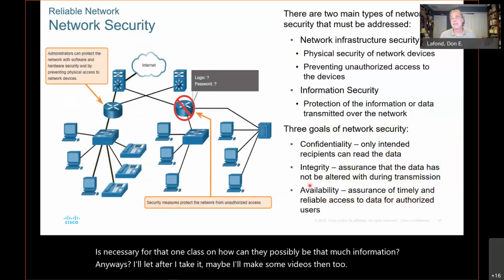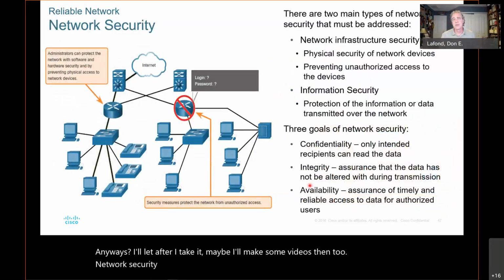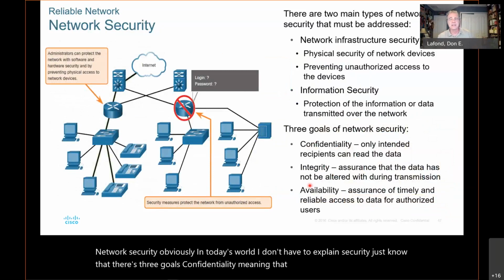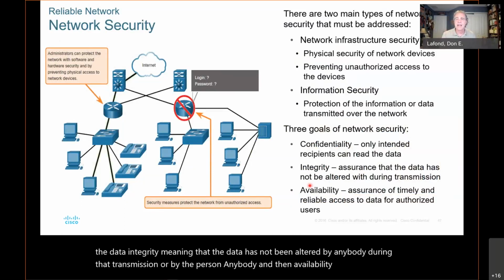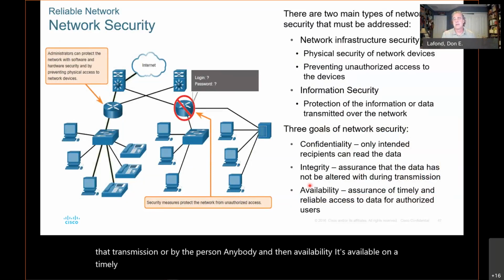Network security. Obviously, in today's world, I don't have to explain security. Just know that there are three goals. Confidentiality, meaning that only the intended recipient gets the data. Integrity, meaning that the data has not been altered by anybody during transmission. And then availability, meaning it's available on a timely and reliable basis. So those are your goals in network security.